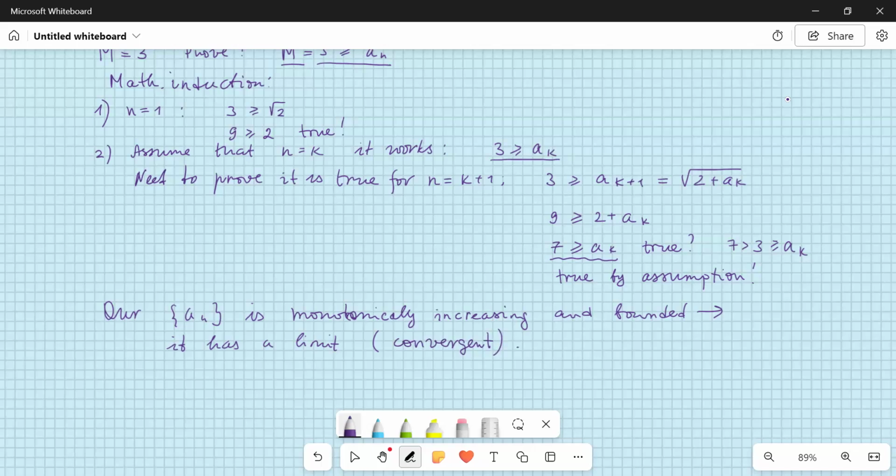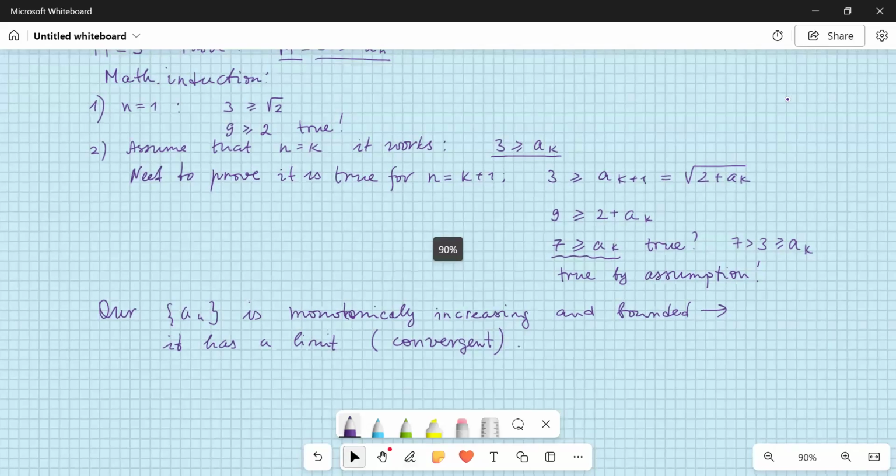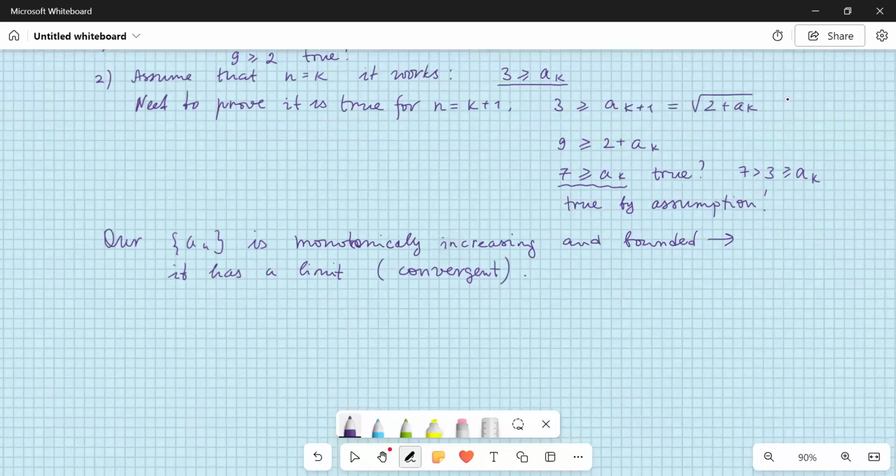Well, how is it helping us? Because, wow, the idea that it has a limit sounds very nice, but what is this limit equal to? Well, because we do know that it has a limit, we can now use the theorems we had for limits. Let's write down how to find that limit. I'm going to write down the term: a_{n+1} equals the square root of 2 plus a_n, right?